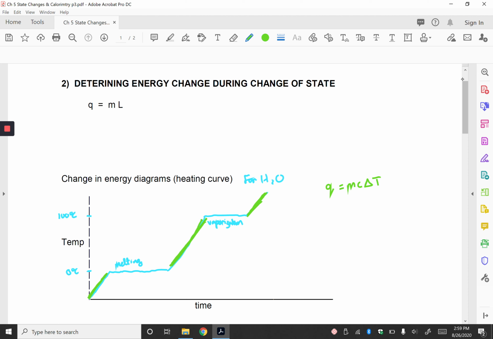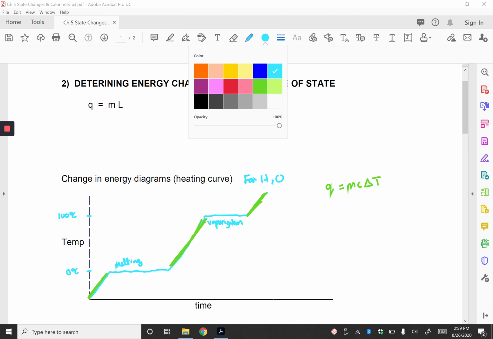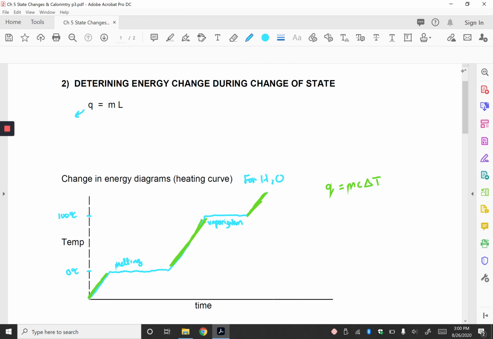Then if I plug this in, I get ΔT is equal to 0, which makes no sense. We know that it takes energy to melt ice or to vaporize water. And so we have this new equation, Q is equal to mL. So in Q equals mL, Q is the heat. It's measured in joules, like always. M is the mass, measured in grams. And L stands for latent heat.